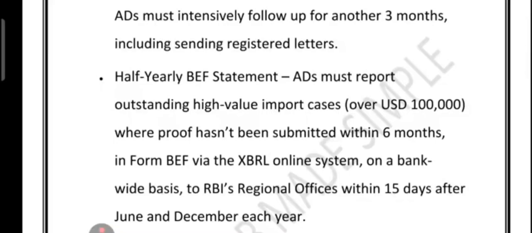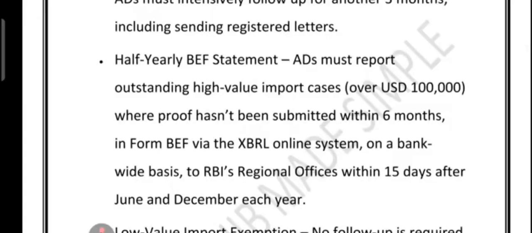So that is what I am telling you, that half yearly BEF statement. Every 6 months, banks also have to submit a BEF statement which lists all the high value import cases where proof has not been submitted for over 6 months. This BEF statement is sent online within 15 days after June and December.